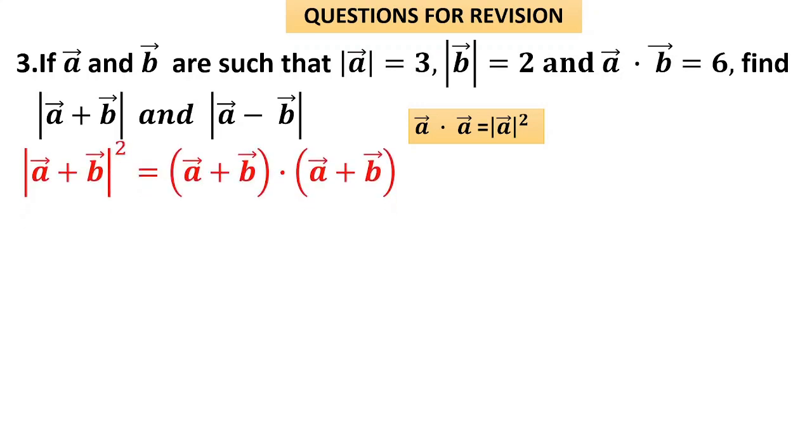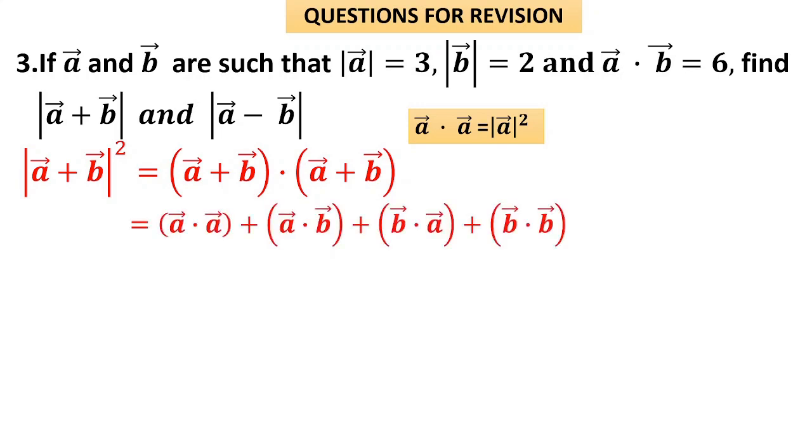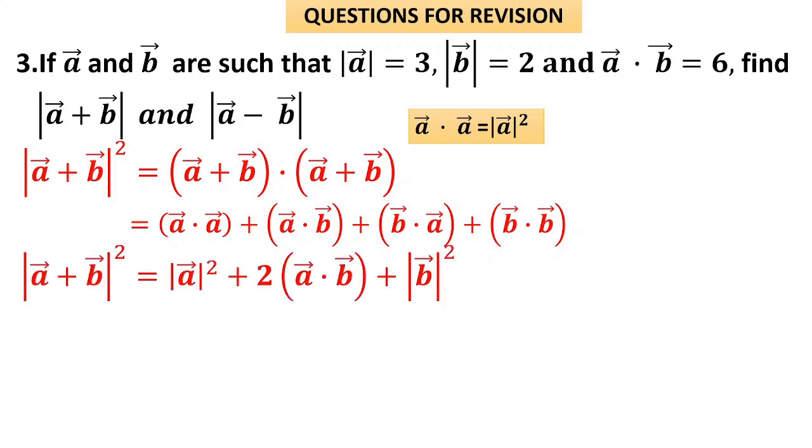Therefore magnitude of A plus B whole square is (A plus B) dot (A plus B). The vector dotted with itself is the magnitude of that vector whole square. Now expand the bracket on the right hand side: A dot A plus A dot B plus B dot A plus B dot B. Now A dot B and B dot A are one and the same. Already we have discussed the commutative property, where it will become twice A dot B plus magnitude of B square.